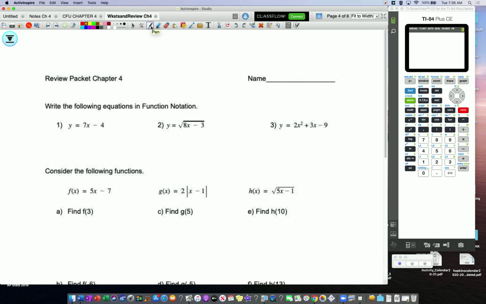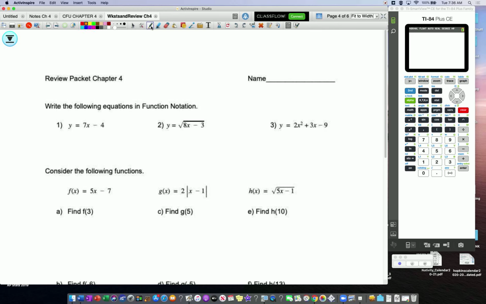So let's run through a whole bunch of examples today that will help prepare you for your test whenever you decide to take your test. So hopefully it'll be tomorrow. Anyway, getting to this. So your test will be very much like the review, just probably not as many problems.